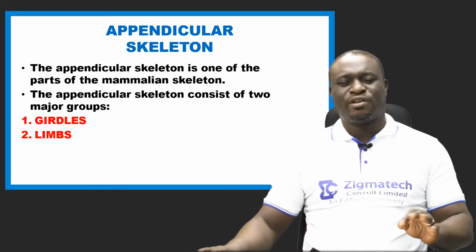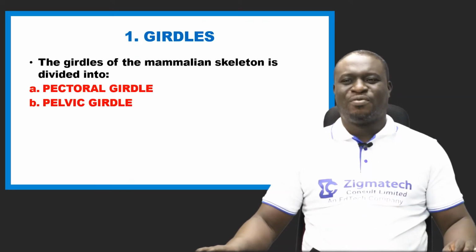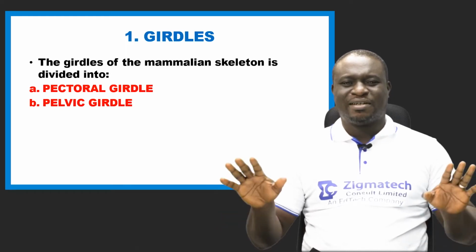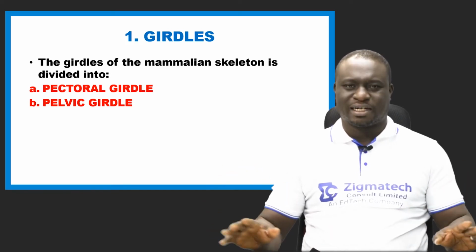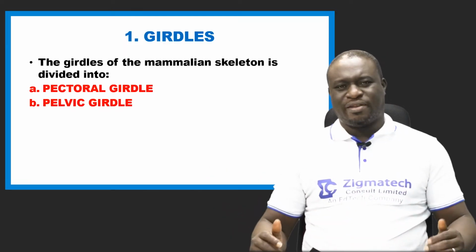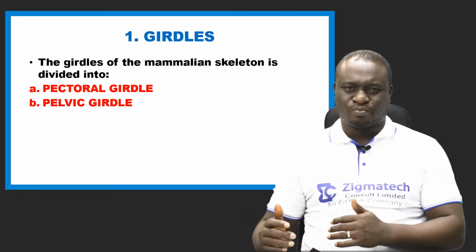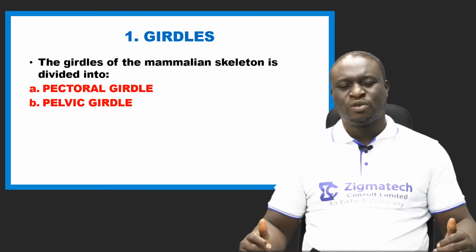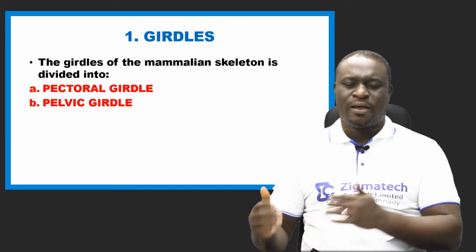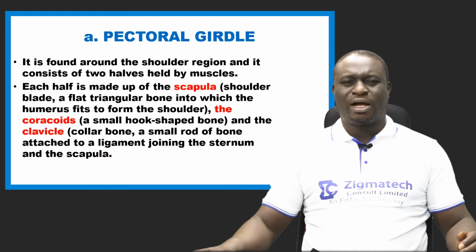Now let's start with the first one, which has to do with the girdles. The girdles in a mammalian skeleton are divided into two main parts, or we can say two types of girdles. The first type of girdle is called the pectoral girdle. The second one is called the pelvic girdle. Pectoral, pelvic.